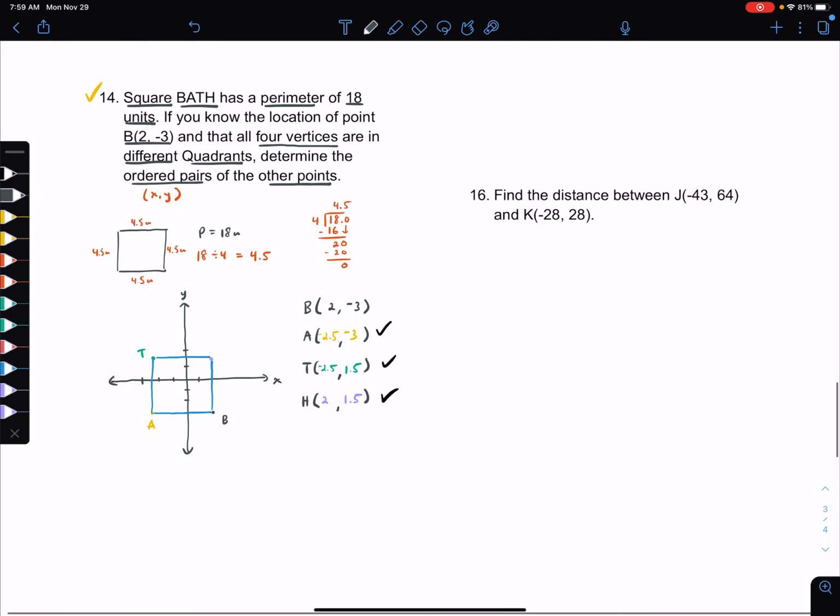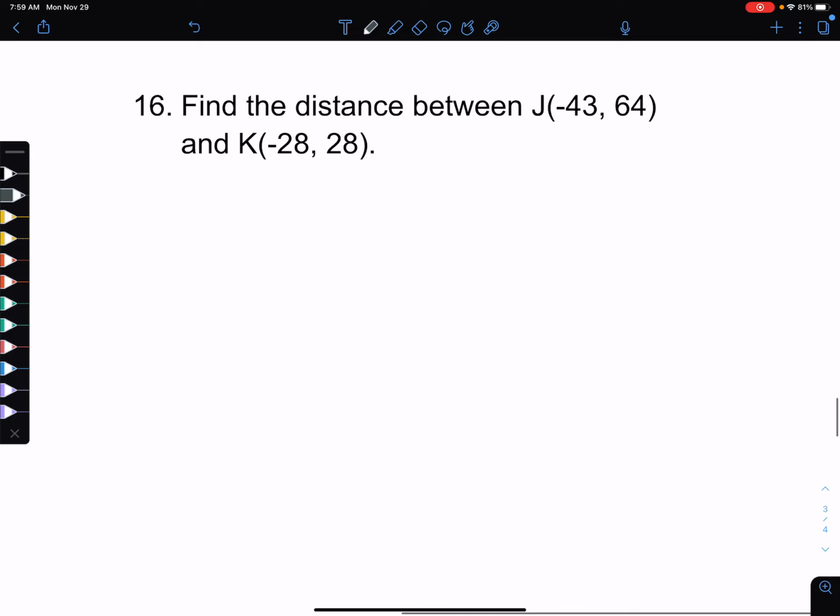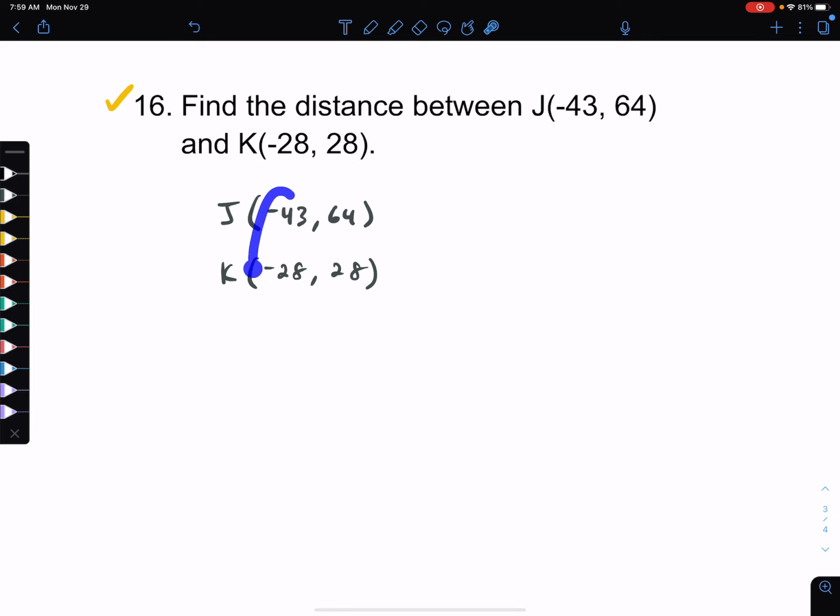All right. Number 16, find the distance between these 2 points. So one final problem here. So we have J is located at -43, 64, and K is located at -28, +28. So we need to find the distance, but take a look here. Unfortunately, there's no matching X's and no matching Y's.